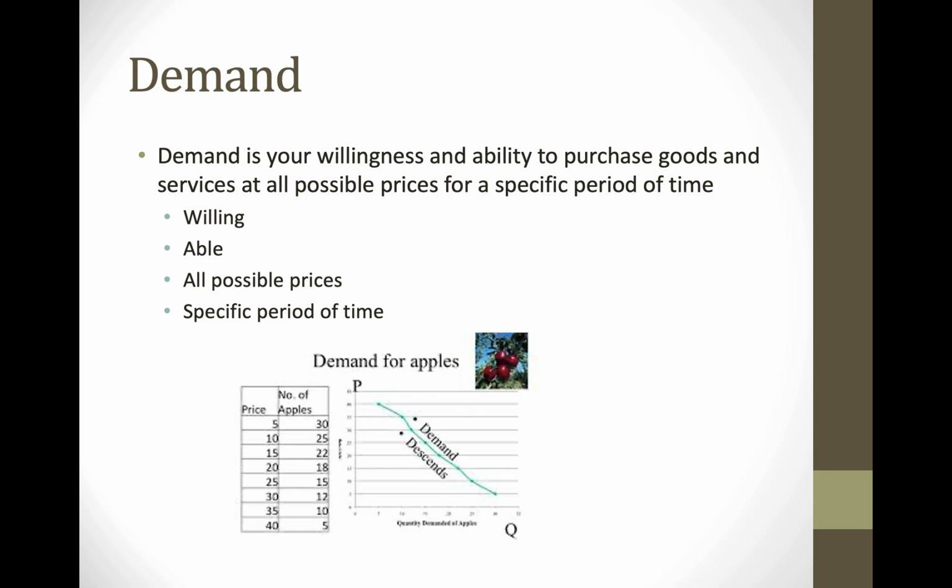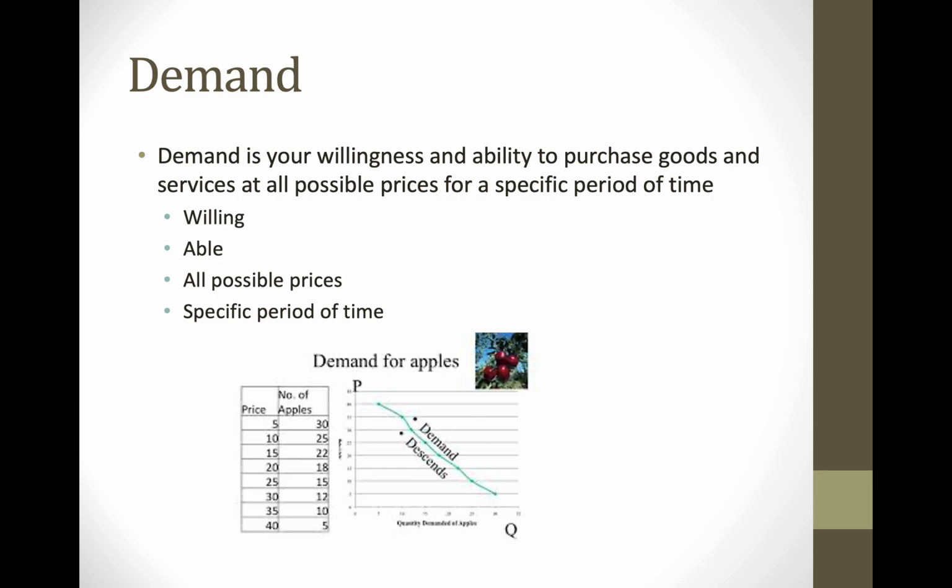So there are things that I am willing to purchase, but because of lack of funds, I am not able to purchase them. The second thing is you have to have the ability to purchase it. So there are things that I have the ability to purchase, but I'm not willing to buy. So in order for you to have a demand for something, it's not something that you necessarily want or need, but it's definitely something that you can afford and you do want.